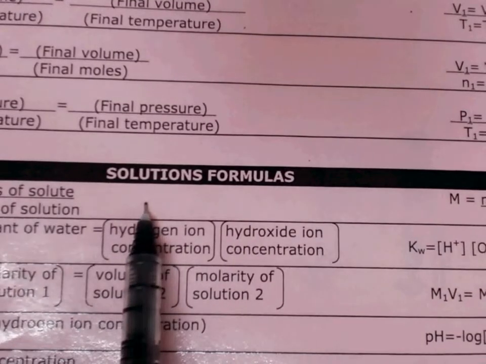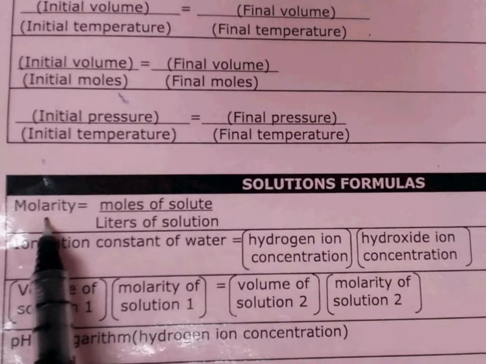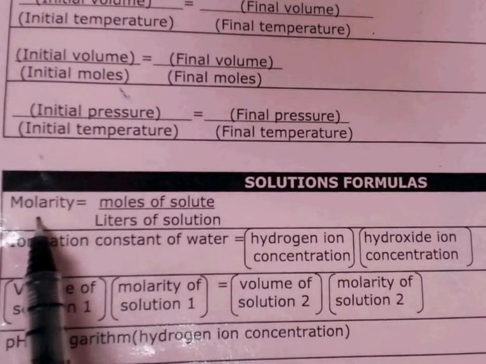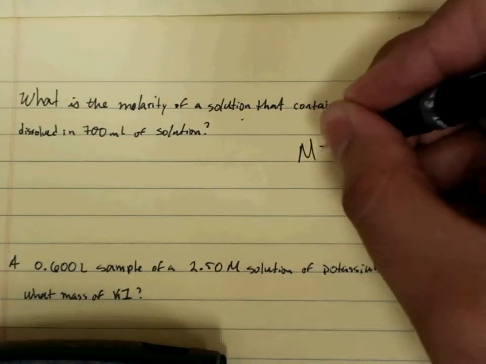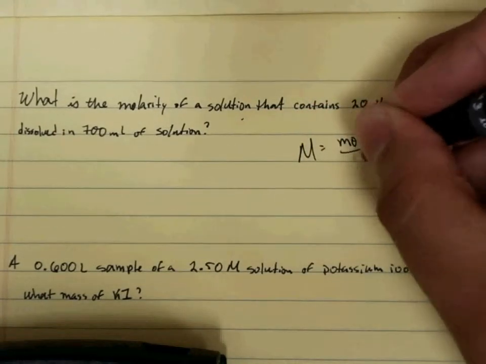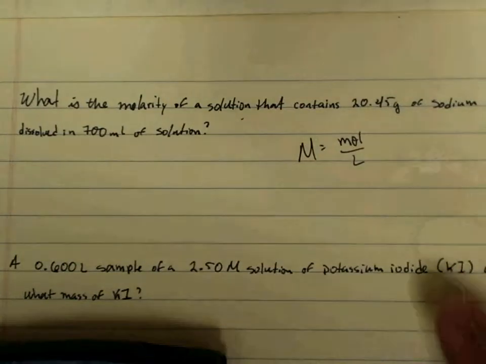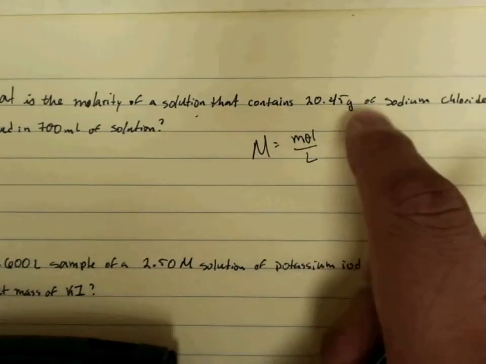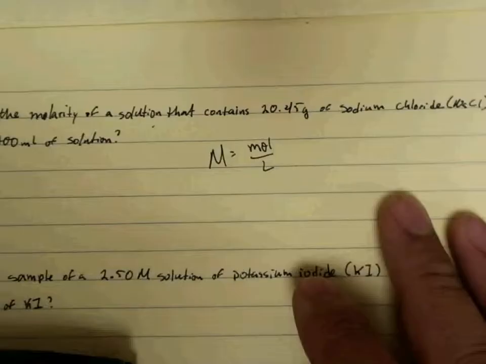The first one tells me I need to find molarity. Okay, so molarity is equal to moles over liters. Well, that's pretty cool, except I'm not given moles, I'm given grams. And I'm not given liters, I'm given milliliters. So then I guess we have to find those.